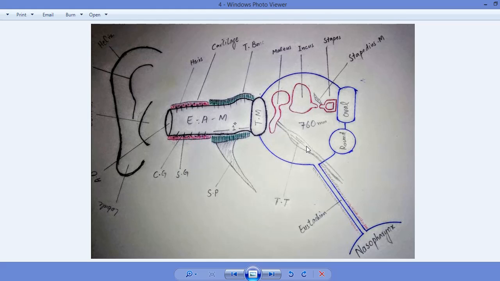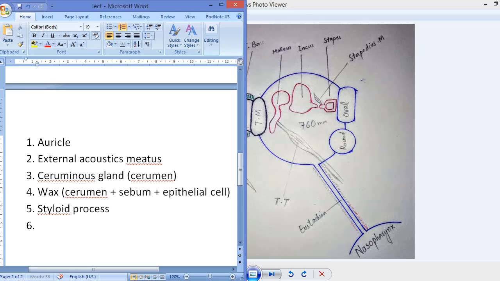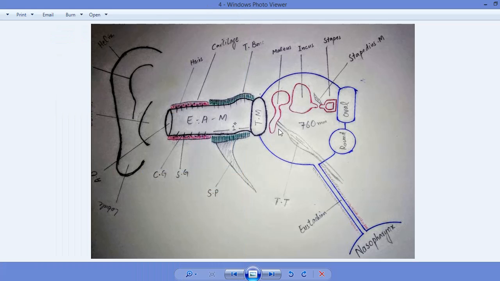So what does this muscle do? This muscle maintains the tympanic membrane in tensed form. That is why this is called tensor tympani. I'm going to write the name of this muscle. This is a very important muscle, tensor tympani. So what is the function of tensor tympani? The function of tensor tympani is to maintain the tympanic membrane in tense form.